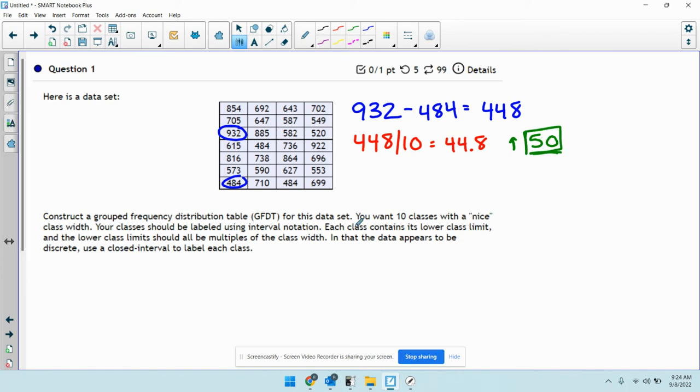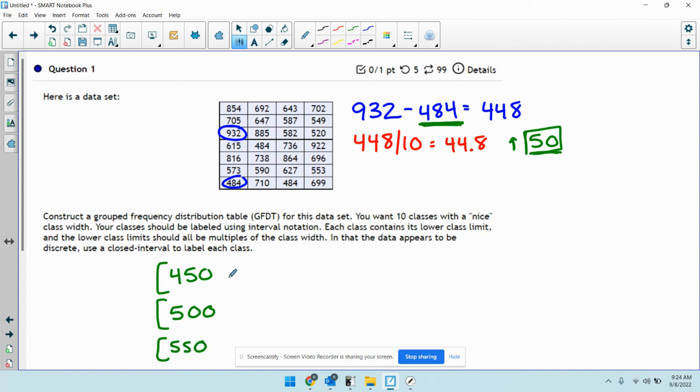So by that same rule, I want each of my lower limits, the first numbers in my interval, to be multiples of 50. Well, what's the next number below my lowest data value that's a multiple of 50? My lowest data value is 484. The next number below that that's a multiple of 50 is 450. That's a multiple of 50, which means the second class will start at 500 and then 550 and so on.